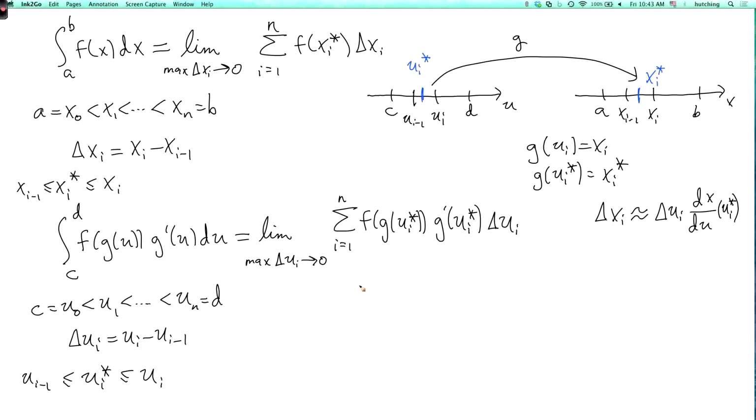Okay, so we've arranged that this equals f of xi star, and I've arranged that this expression, g prime of ui star times delta ui, is approximately delta xi. And then in the limit, this approximation gets better and better. You need some justification to really justify that, but then in the limit, this sum becomes exactly the limit of this sum. So that's the proof that these two limits are the same, and hence these two integrals are also the same.